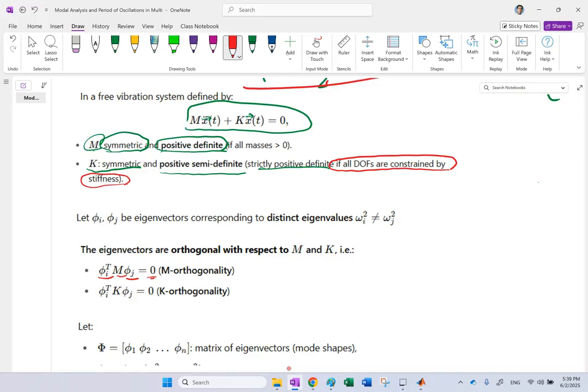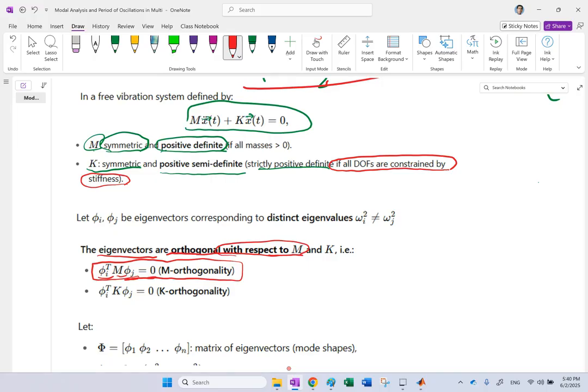So we say the eigenvectors or the mode shapes are orthogonal with respect to M. They are orthogonal with respect to M, and that is the terminology in linear algebra, if you studied it. If phi I transpose M phi J is 0, then we say phi I and phi J are orthogonal with respect to M.